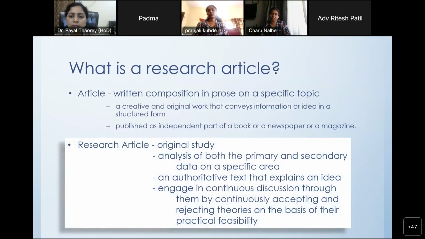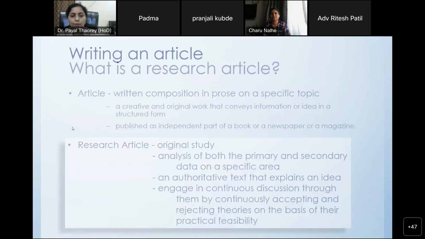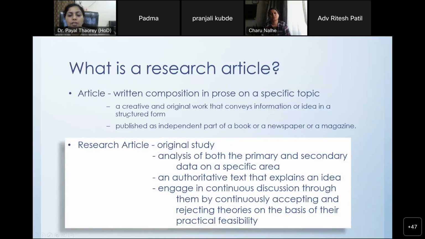Now what is a research article? Again, हमारा यहाँ पे कोई एग्जाम नहीं है, so we don't need to remember this definition, but this is just a formality part, wherein, as I already told you, what is an article? It is an organized way of writing, which is a written composition in prose on a specific topic. Okay, a collective and original work that conveys information or ideas in a structured form. Now this is a word you all need to remember कि एक structured form में हमारी ideas को हमें convey करना है.